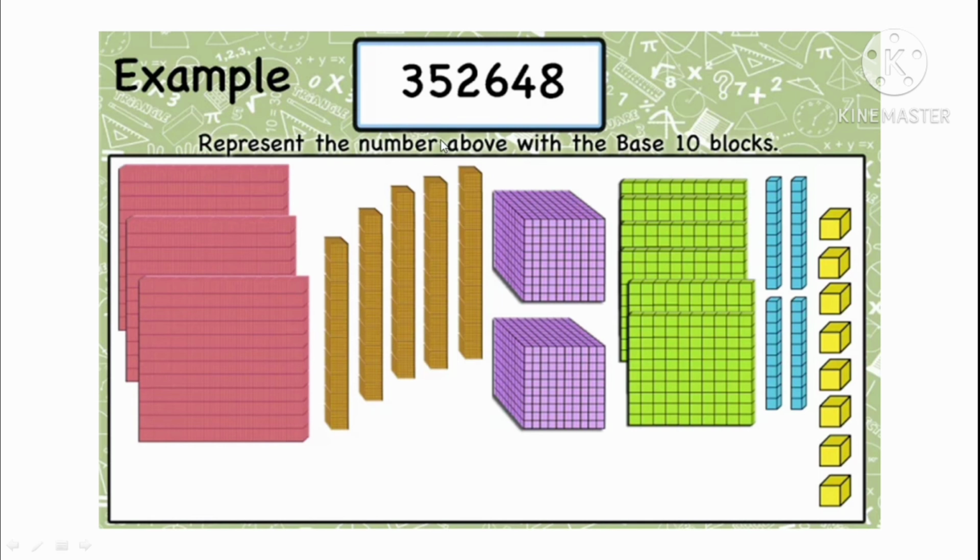So for these examples, all of the base 10 blocks have their own place value, where the unit is 1, right? This is tens, and this is hundreds, thousands, 10,000s, and 100,000. So the amount of all these blocks is 352,648.